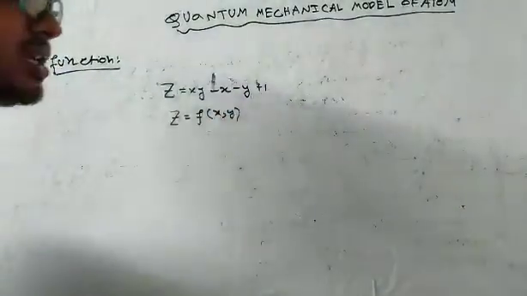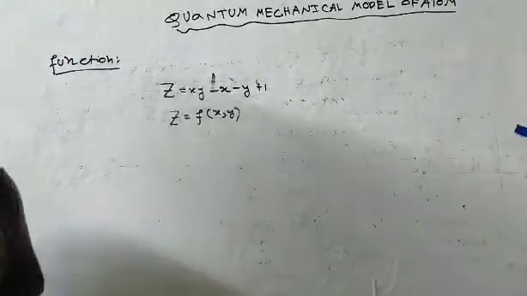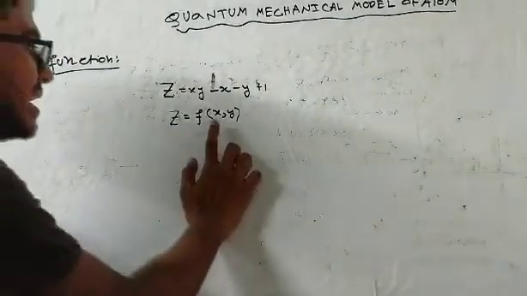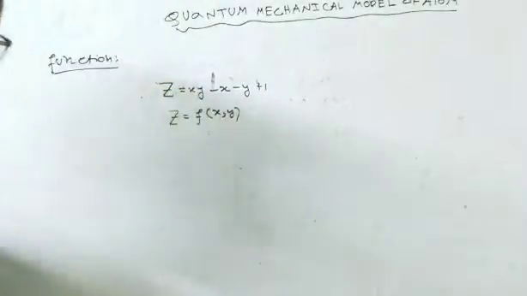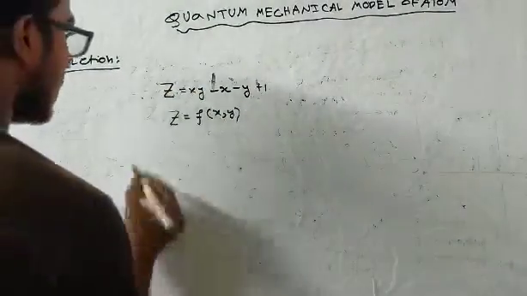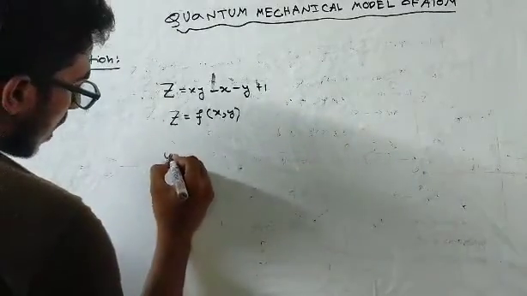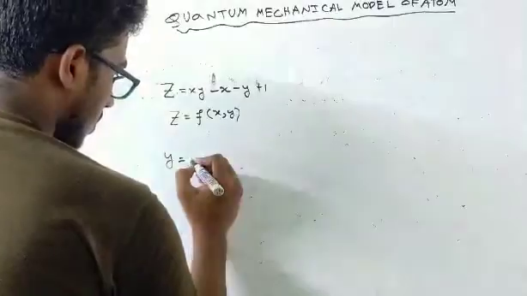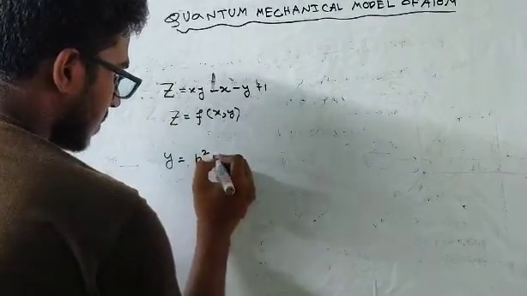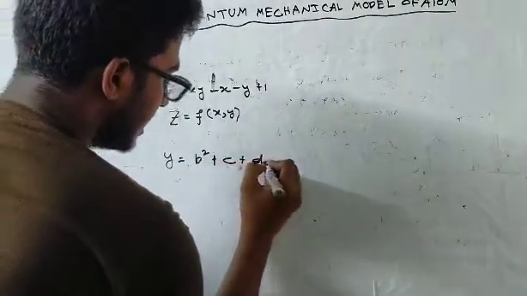So the representation in the form of a function tells me how many independent variables we need to explain a dependent variable. Let's take another example. Let's say y equals b square plus c plus d.